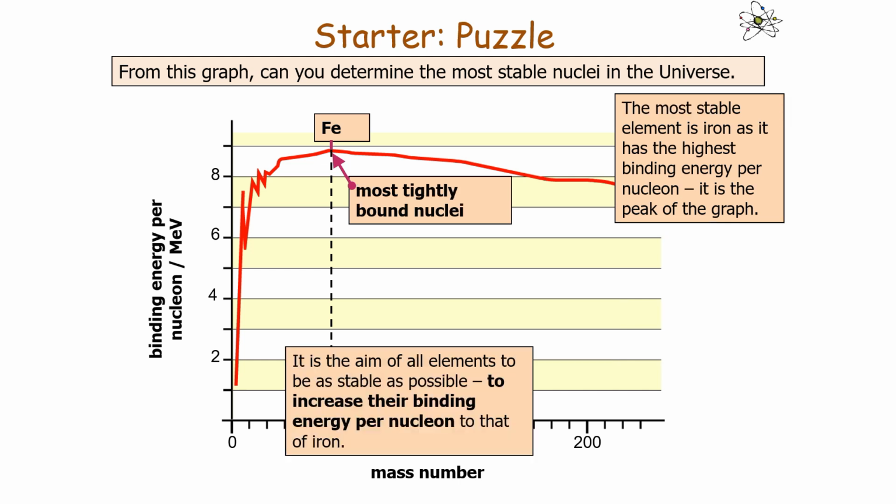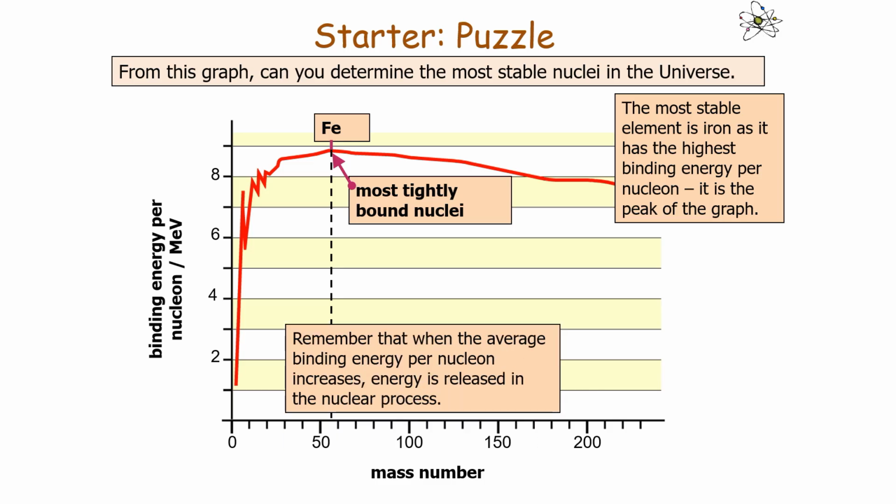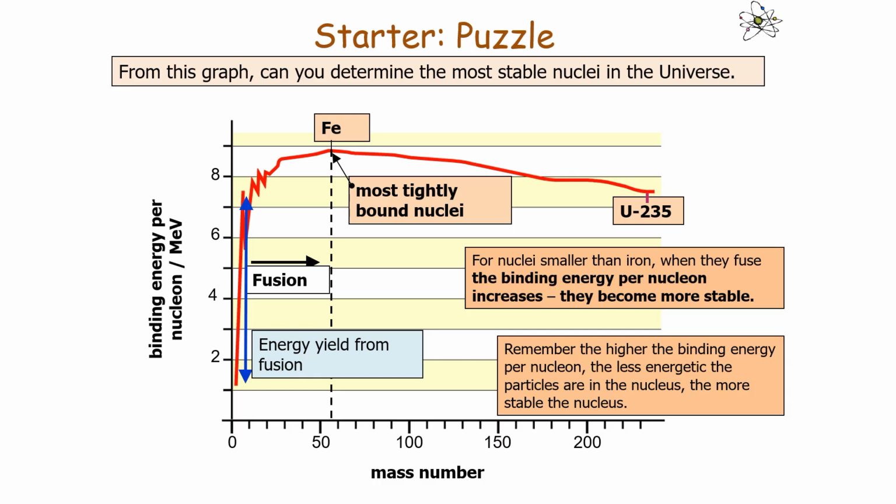So it's the aim of all elements to be as stable as possible to increase their binding energy per nucleon. Because remember that when the average binding energy per nucleon increases, the energy is released in the nuclear process. So for nuclei smaller than iron, when they fuse, the binding energy per nucleon increases, they become more stable. So we get an energy yield from this process, which we call fusion.